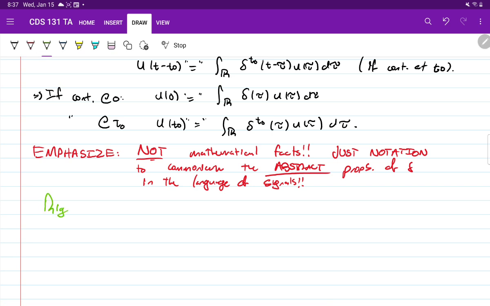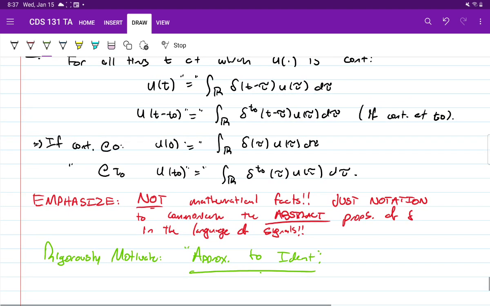So we can rigorously motivate each of these formulas with these approximations to the identity. All right? If we use these approximations to the identity, we could say that in the limit as epsilon goes to 0, we get these properties showing up. Okay? So if you're interested, you could go check that out.